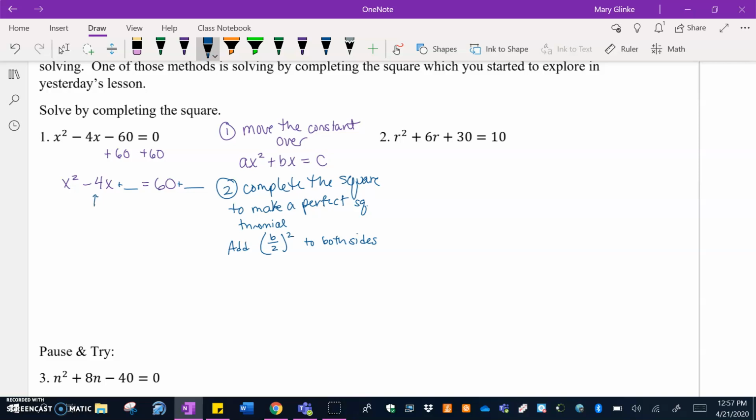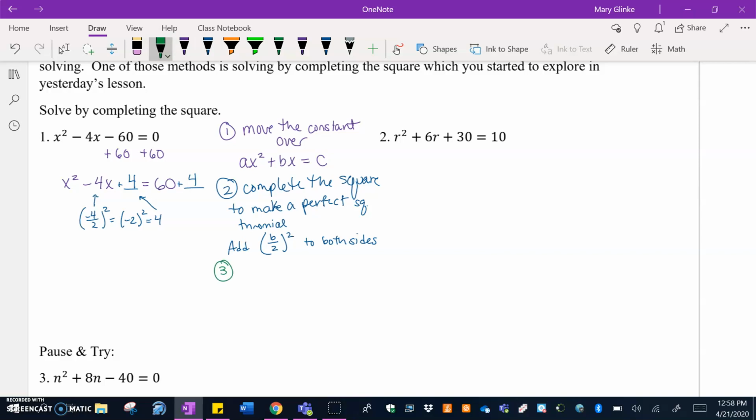So we're going to take whatever our b value is and we're going to divide that by 2 and square it. And so when we simplify that, that's negative 2 squared, and that's going to become a 4. So we are actually going to be adding 4 to the left side of the equation. Now, because this is an equation, we have to keep this balanced. We can't just do things to one side and not the other. So we're going to go ahead and add 4 to the left side, but we're also going to add 4 to the right side, again, keeping this balanced. So we have now completed the square and we have a perfect square trinomial.